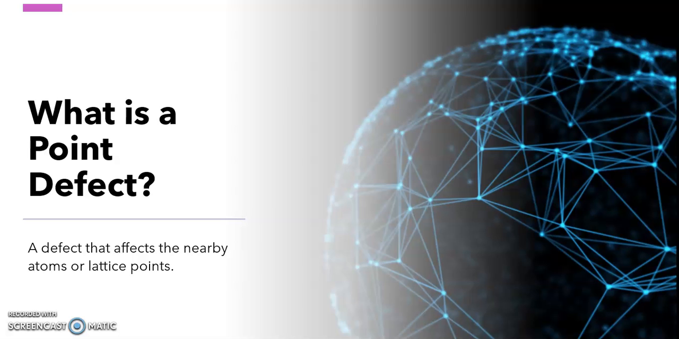Now, what is a point defect? A point defect is a defect that affects the nearby atoms or lattice points in an atomic structure. A point defect can be clearly seen if you look at an atomic structure.